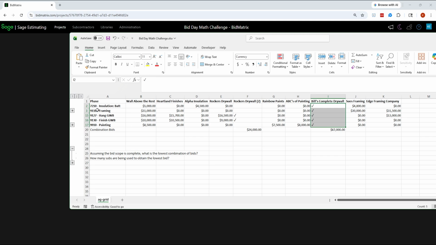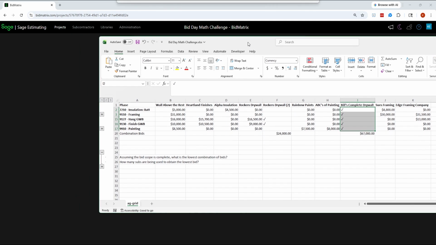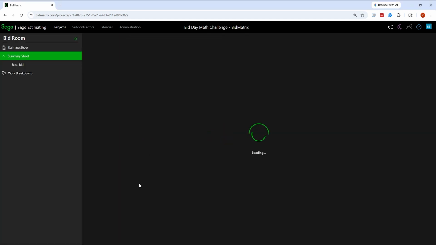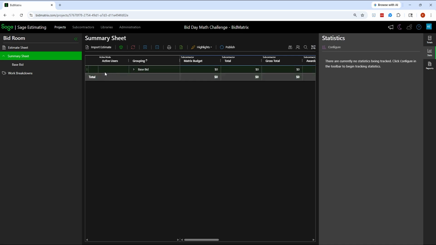And this is going to be my phases of work that I want to check scope on. So as I notice here, I'll see that I've got one called bid metrics and one called bid phase that I'm going to use for just the terminology here. So I'm going to get started. I don't have anything in my bid at the moment yet.